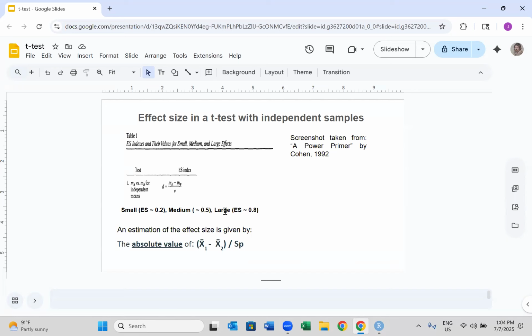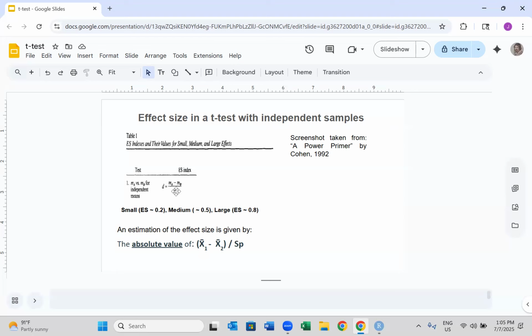Now, how do we actually estimate this? Because these are population parameters, the population means and the population standard deviation, we need to resort to the sample mean. Actually, we need to compute the absolute difference, not the difference, between the sample means, x bar 1 minus x bar 2. And then we need to divide that absolute difference by Sp. What is Sp? It's the pooled standard deviation.